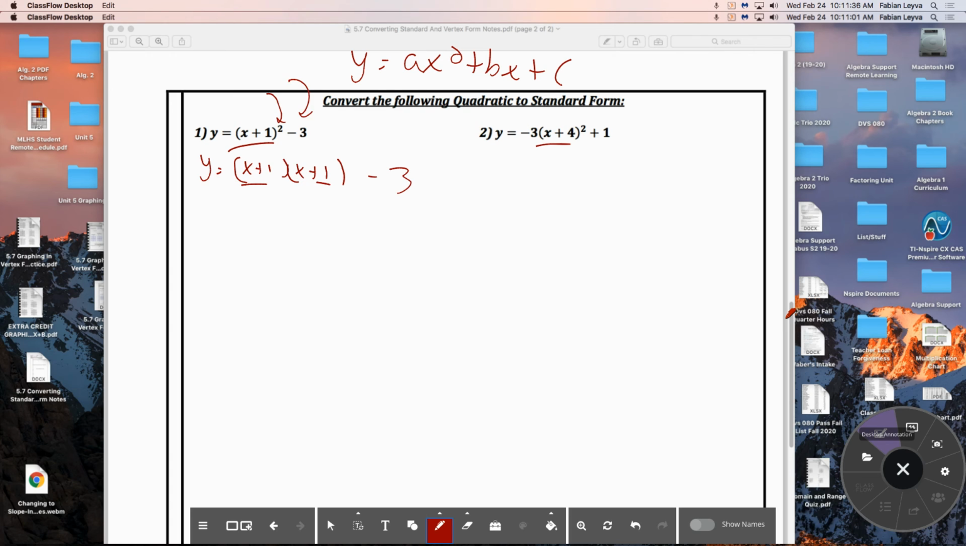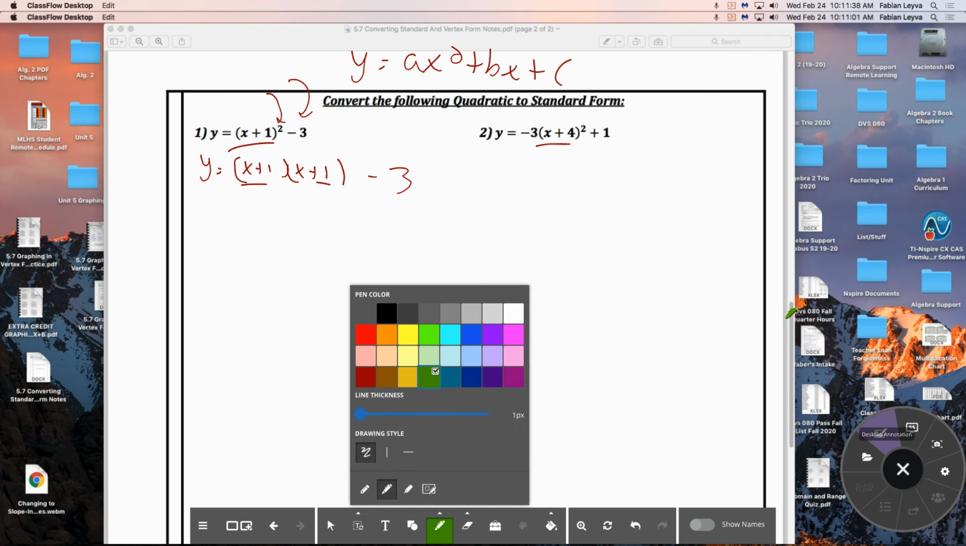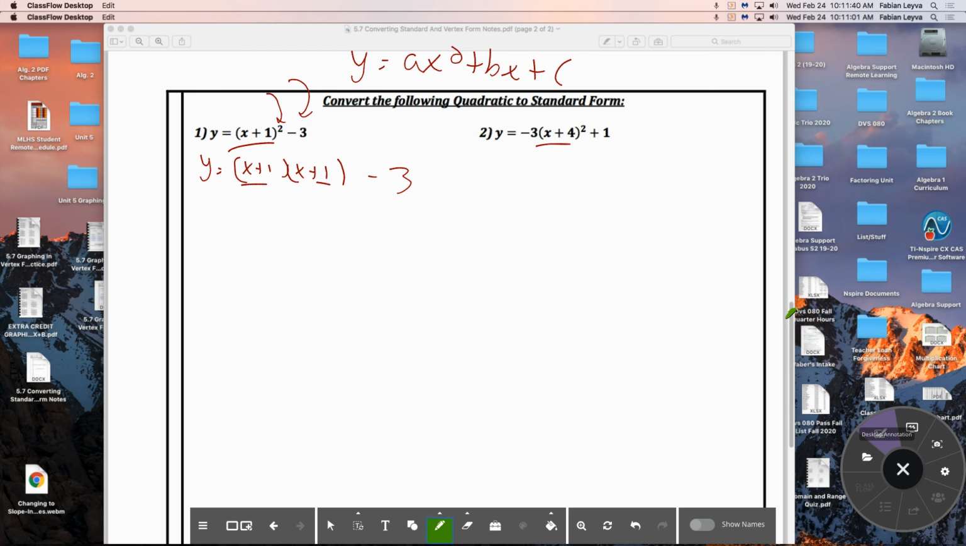Now don't forget the outside stuff. And I'm going to change color so that way I can make sure I don't forget it and it stands out. So let me go ahead and FOIL this out. X times x is x squared. X times 1 is a positive x. 1 times x is a positive x. And 1 times 1 is a positive 1. Now combining like terms, I'm going to end up with x squared plus 2x plus 1.